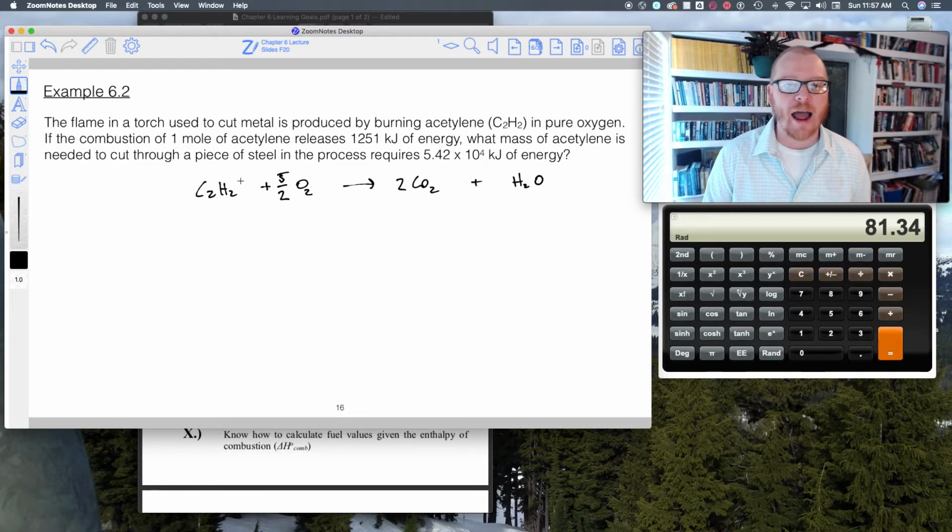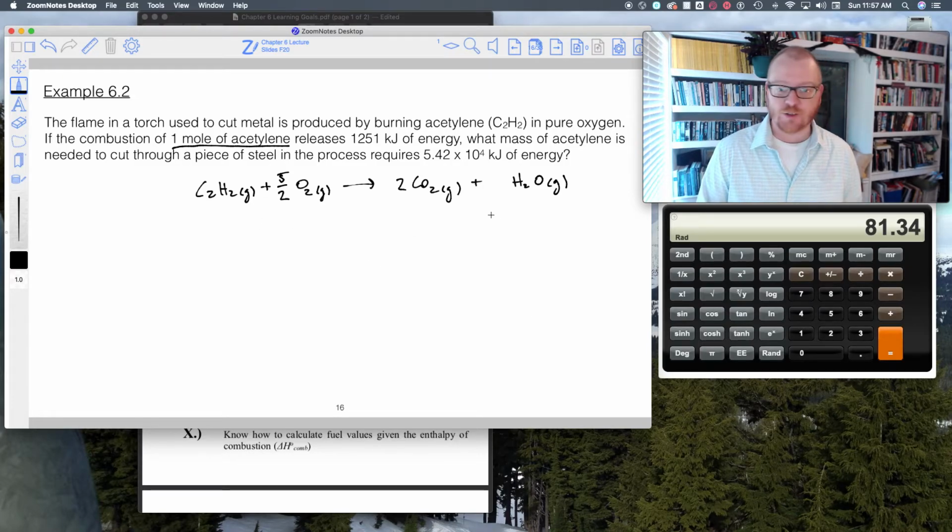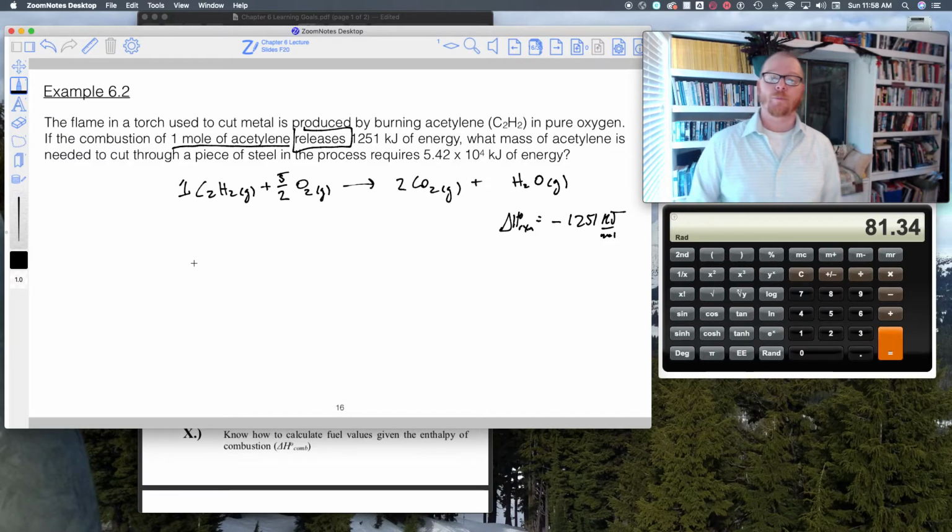And now that is all balanced. I wanted to balance this specifically for 1 mole of acetylene, okay? I didn't have to do that for the reaction, but I'm balancing it this way just to demonstrate to you what's going on. So I'm going to write the delta H of the reaction next to it. It says releases, so this is key. It releases, so that tells me delta H has to be negative 1251 kilojoules for every 1 mole. So I'm going to say per mole, and I've balanced the reaction for 1 mole, so I'm good to go there.